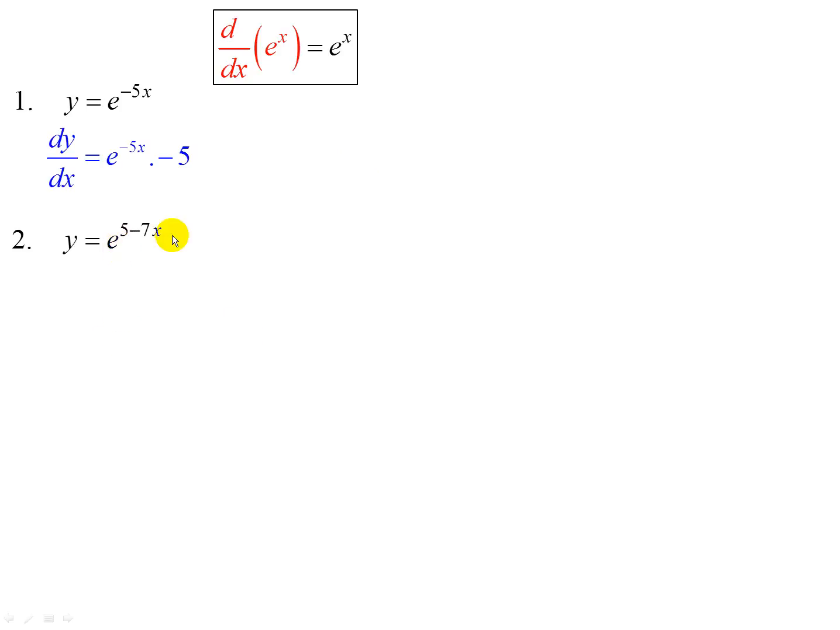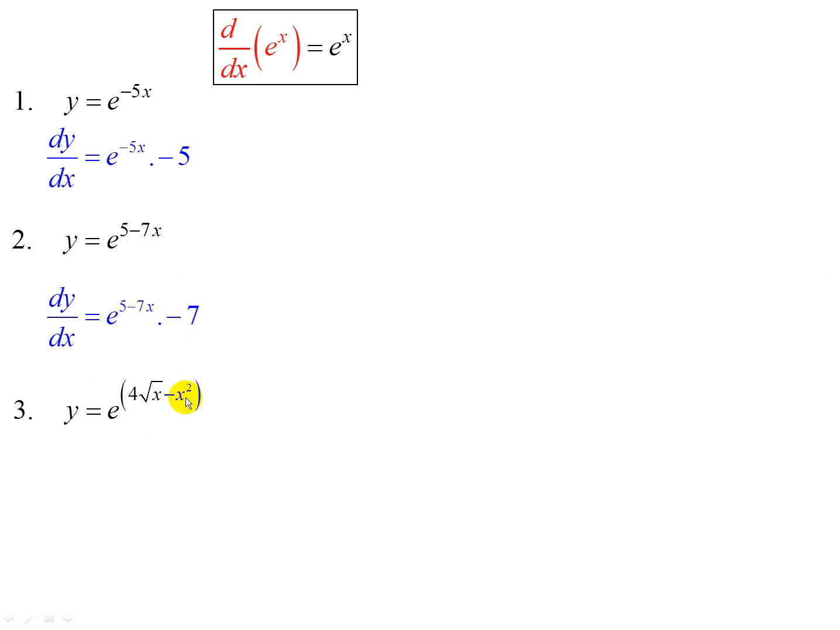E to the 5 minus 7x. So we're going to get back e to the 5 minus 7x, because e to the something differentiates straight back to the same thing. And then we multiply by the derivative of the inside. So there we are, e to the 5 minus 7x becomes e to the 5 minus 7x times differentiate 5 minus 7x, minus 7.